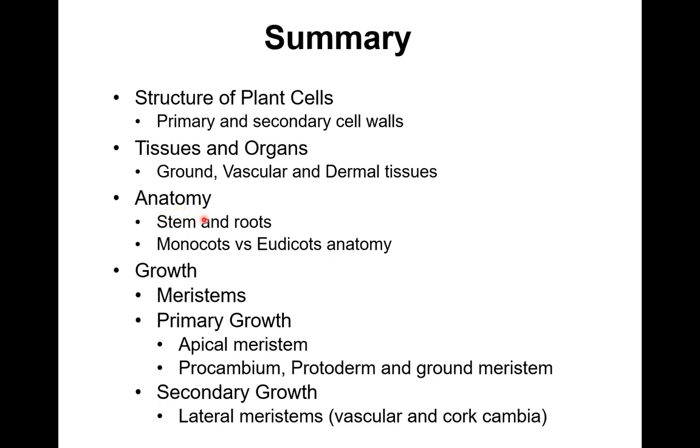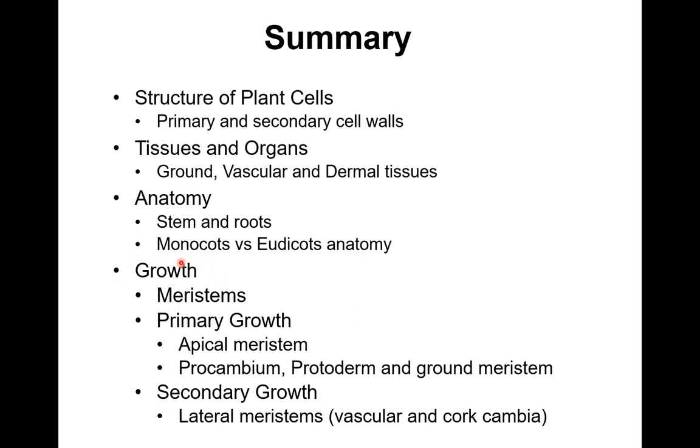So we talked about the stems and the roots, and we focused on the difference between these two big groups of angiosperms, which are the monocots and the eudicots. What is the difference in anatomy, in leaf appearance, in the distribution, for example, of the vascular bundles within the stem and the roots? And then finally, in this second part, we talked about the growth of plants.